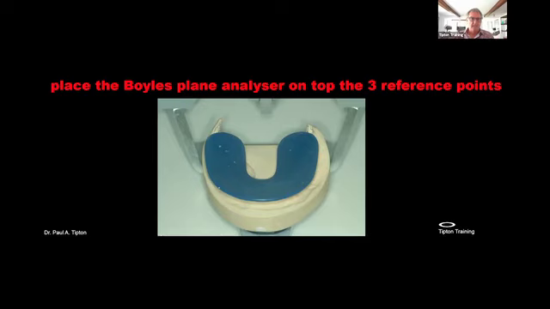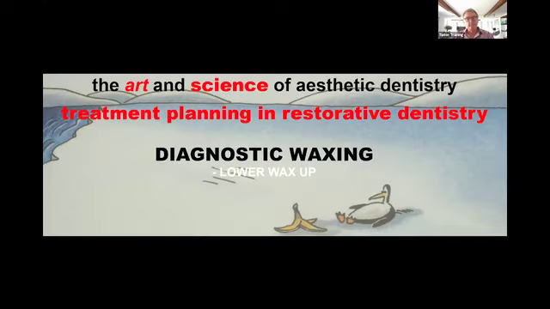So you can, in effect, also use the Broadrick flag, okay? But one of the two, Broadrick flag with the Denar system or the plane analyzer. Far easier for me to use the plane analyzer. So this is rested on those three areas and everything else is waxed up to it. As you know, the plane analyzer has in it the curve of Spee, curve of Wilson, okay? Both of those roughly a curve with a radius of 4 to 4.5 inches.